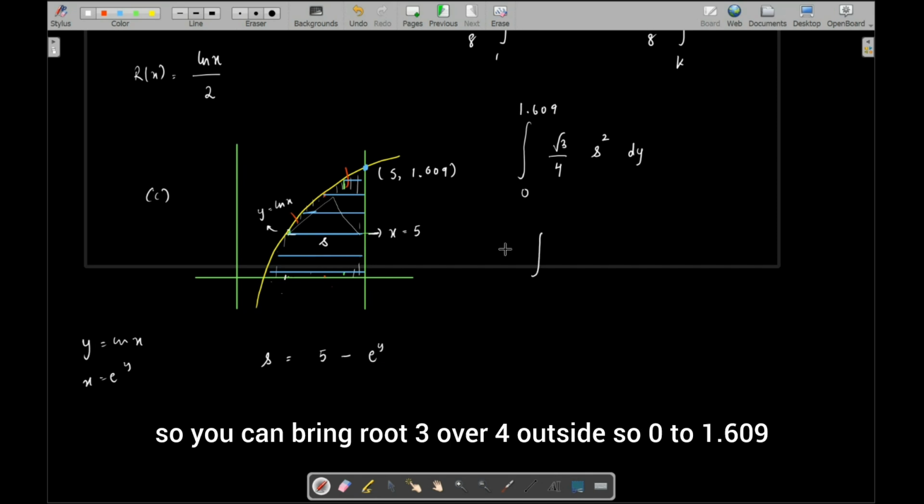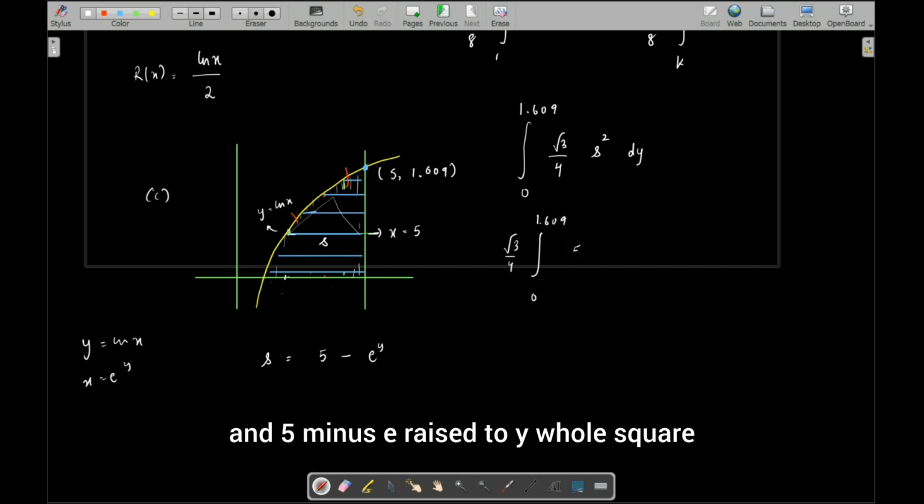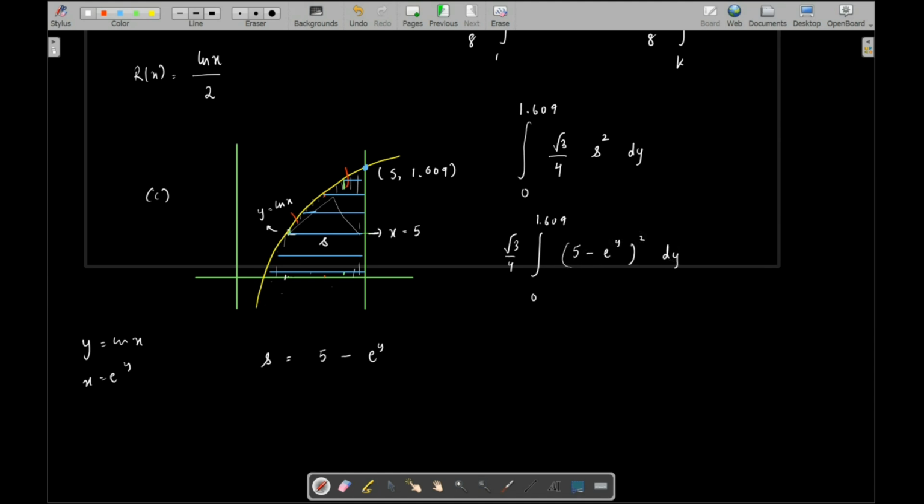So you can bring root 3 over 4 outside. So 0 to 1.609 of 5 minus e raised to y whole square dy.